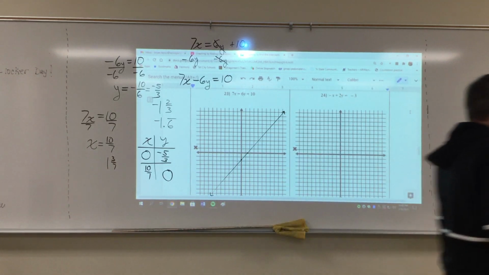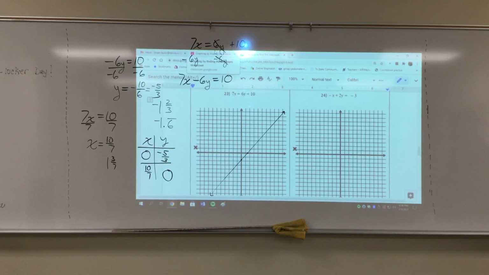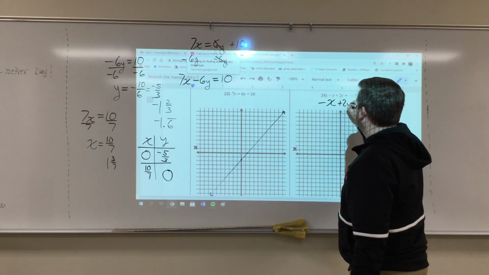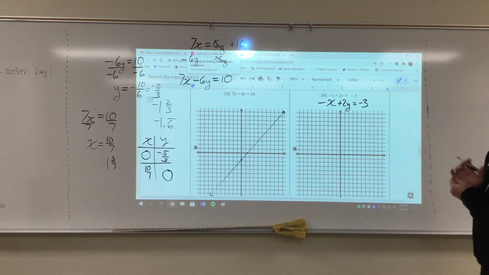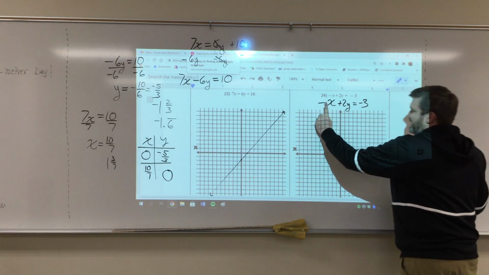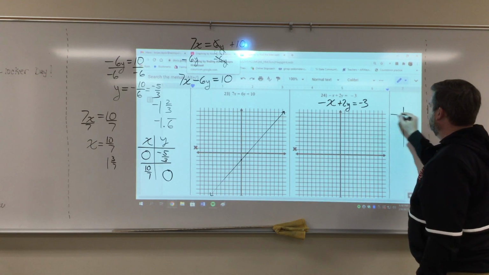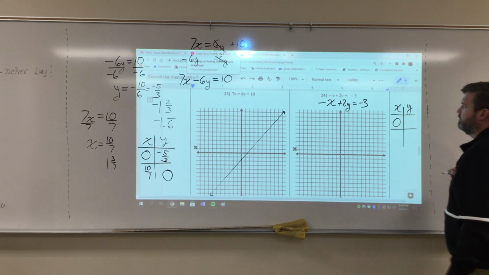All right, and the last one, number 24. That one says negative x plus 2y equals negative 3. Once again, that's technically not in standard form because of that negative right here. But also, don't worry about fixing it. It's not going to matter. It'll still graph the appropriate way.